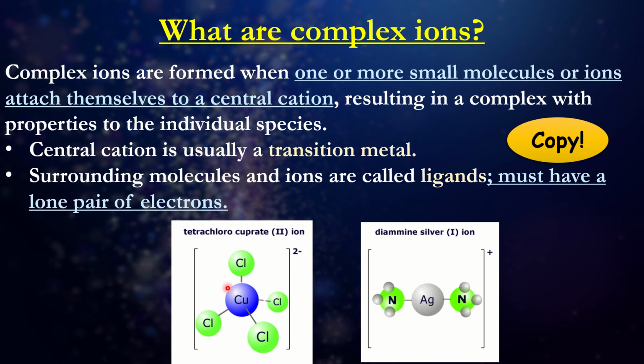So here we have the tetrachlorocopperate(II) ion. This is an example of a complex ion. Our central cation is the transition metal copper, and you can see it's attached to these ligands of chloride. Although we say copper(II), we haven't written the 2+ here; we've written it outside the box. This represents the overall charge of the whole complex.